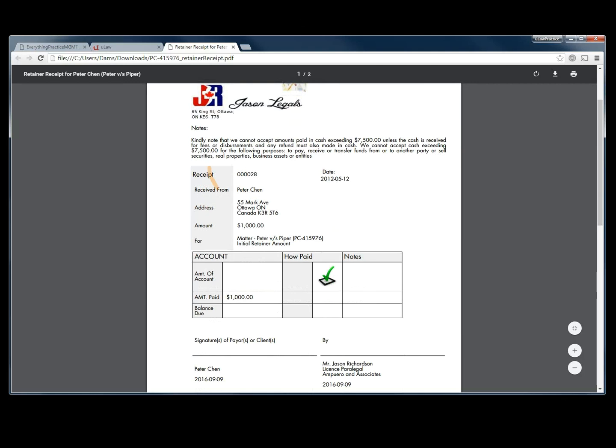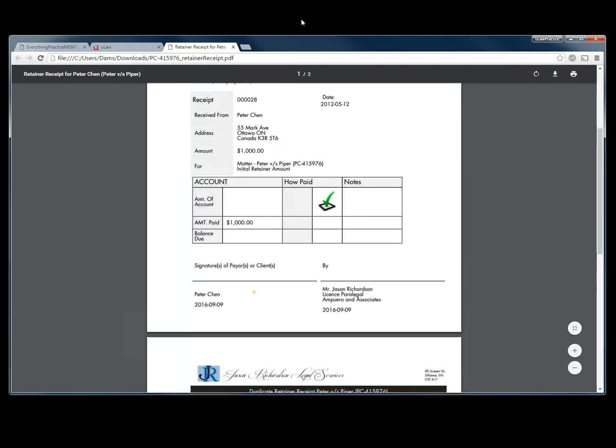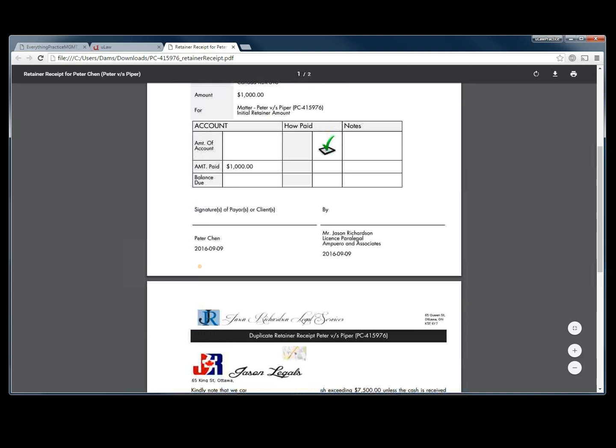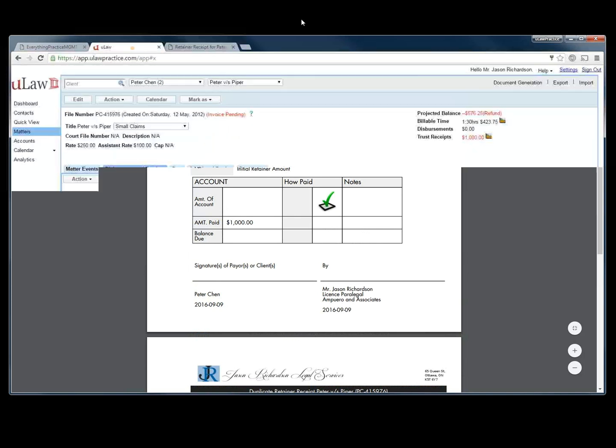Make sure the receipt has the following details. It has a receipt number, who you received it from, the address, how it was actually paid, and also make sure that the signature of yourself and the client are both there, especially if it's a cash transaction. Make sure that that's being captured.